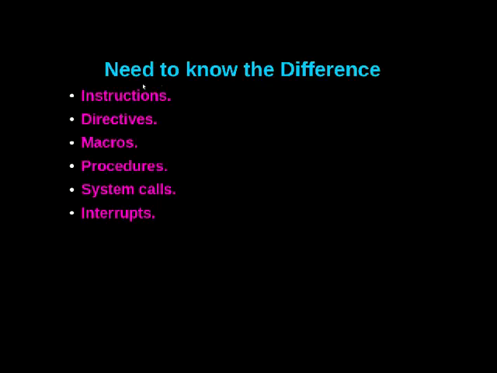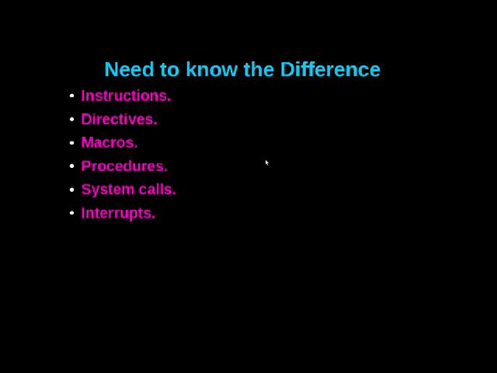Remember, you need to know the differences between these. An instruction, for example, a move, add, sub, divide. Those are instructions. Directives. What's a directive? A directive is like an instruction, but it's not part of the instruction set architecture. But the processor can recognize it and act upon it. Some of the directives that we're going to have are .data and .code.